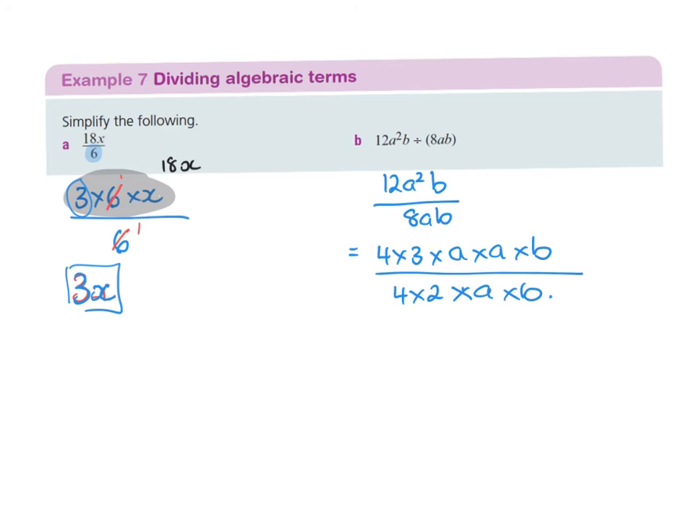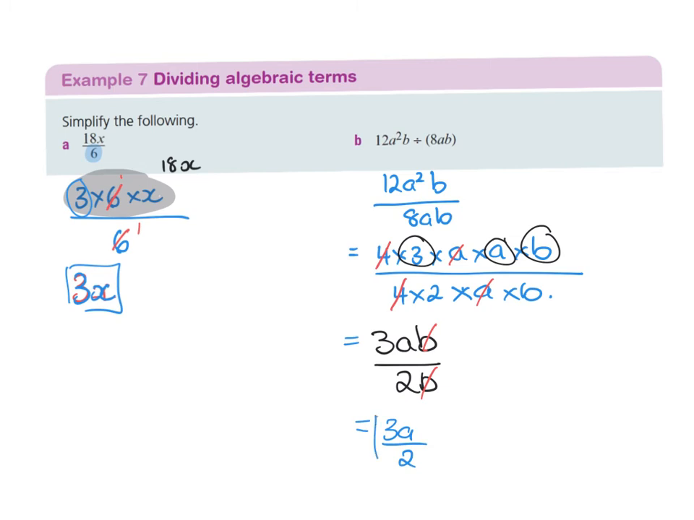Now I can cross out what's on the top and bottom. So there's one there. And I can also cross out an A. There's one A on the top and one A on the bottom. So then you write what's left. And if you have a look, I've got a 3A and a B. So 3AB. And on the bottom, yeah, good, works. So I ended up with 2B, but we're right, we can still cross these out. So I'll keep going. Now that I've done that, my answer will be 3A over 2. Okay? All good.